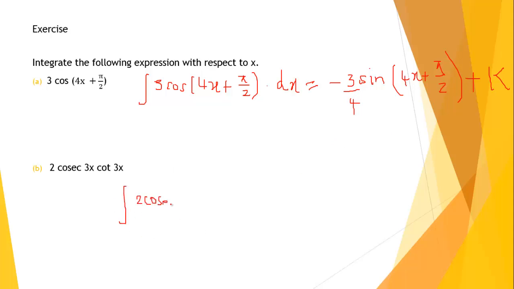Next we have the integral of 2 cosec 3x dot cot 3x with respect to x. So the integral of cosec x dot cot x with respect to x equals negative cosec x. So we get negative 2 cosec 3x, and differentiating the terms inside the cosec we get 3, and dividing the result by 3 with an arbitrary constant.